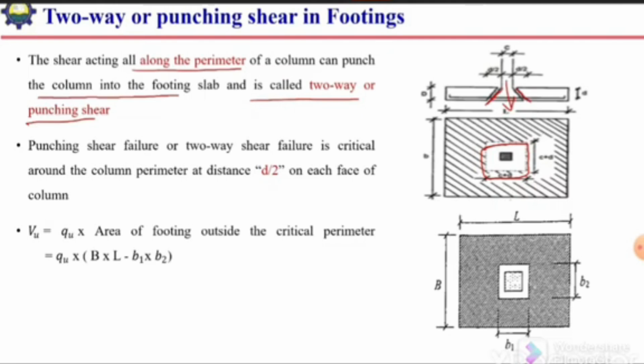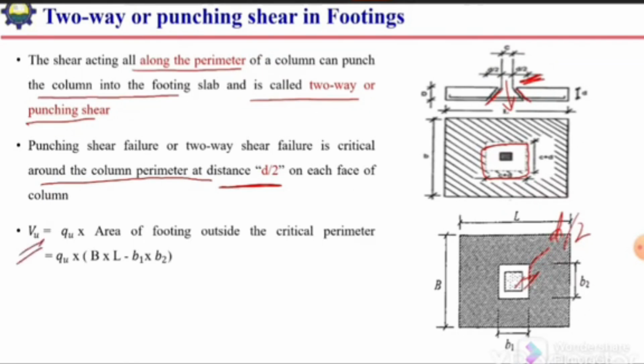The punching shear failure or two-way shear failure is critical around the column perimeter at a distance d/2. So in case of two-way shear, we consider the critical section at a distance d/2 from the face of the column. Here the distance from the face up to this critical section is d/2. d is the effective depth of the slab.